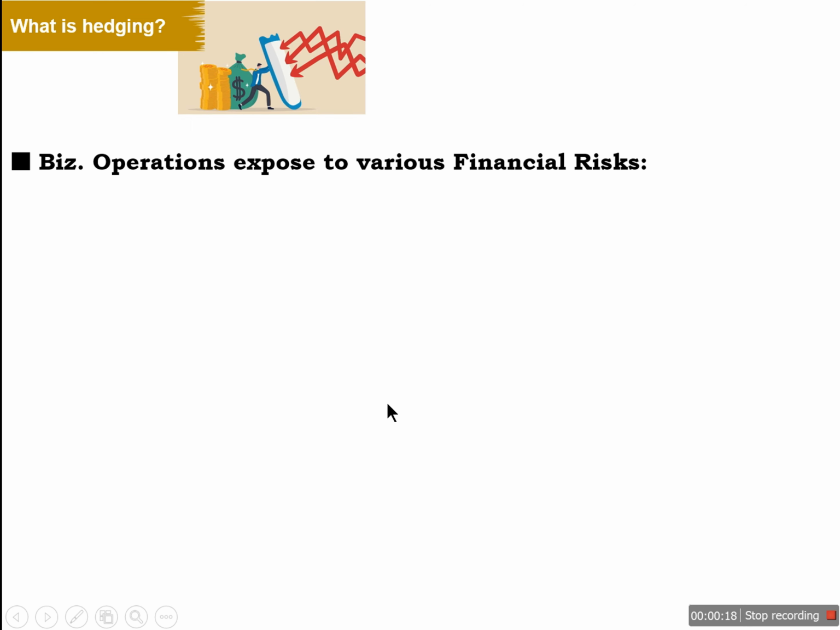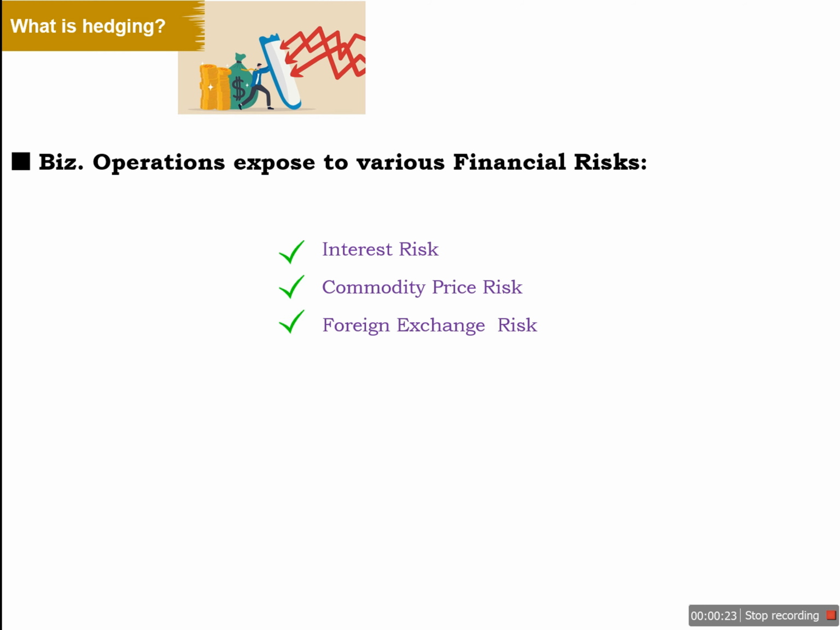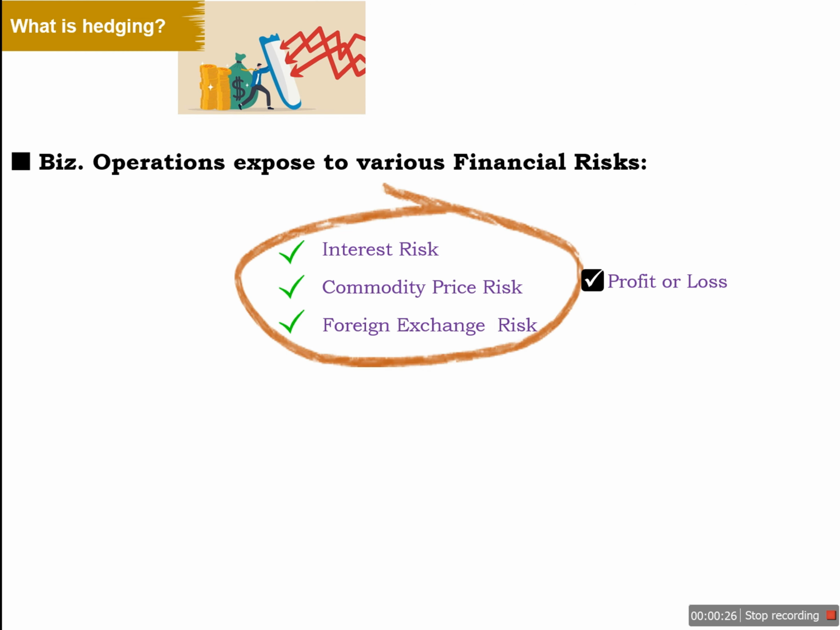In this video, we will discuss a very interesting topic, hedge accounting. Hedge accounting is covered under Ind AS 109, Financial Instruments and Derivatives. Every business operation of each entity is exposed to different types of financial risk. It may be interest rate risk, commodity price risk, or foreign exchange risk. All these risks affect the profit and loss account of an entity.